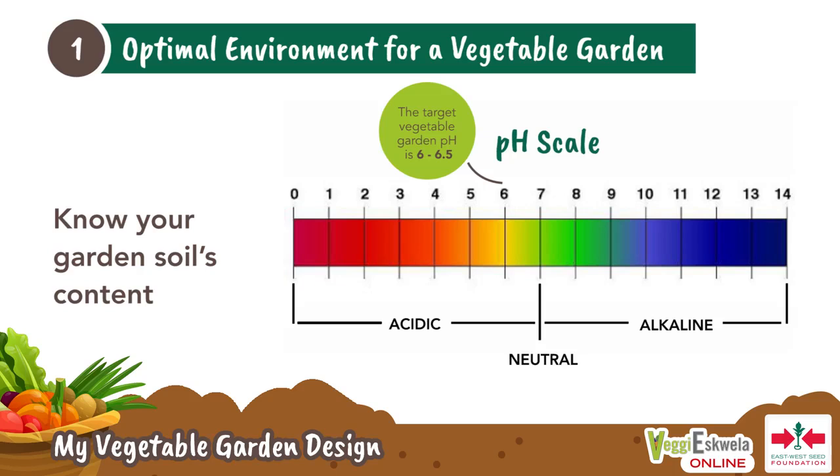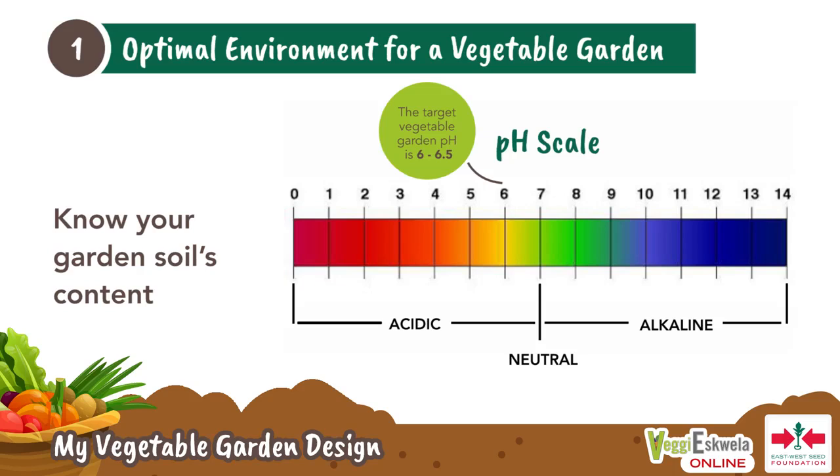pH is so important to plant growth because it determines the availability of almost all essential plant nutrients. If the vegetable garden pH is too acidic, certain nutrients like nitrogen, phosphorus, and potassium become less available. Alkaline soils impede the availability of nutrients like iron, manganese, copper, and zinc.